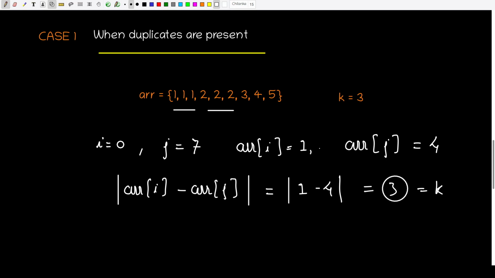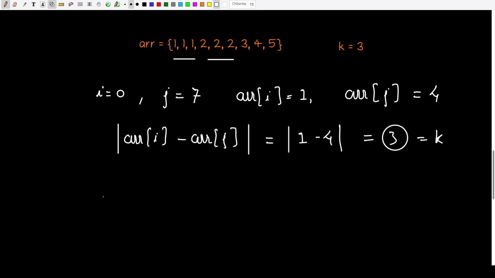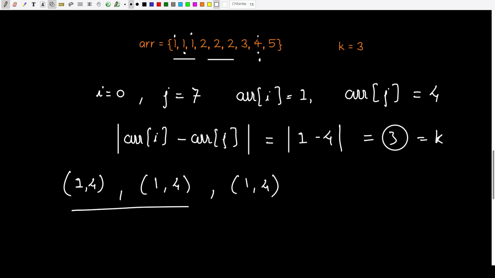Now we have to count the number of pairs. The first pair which we have observed is 1, 4. Now we have multiple entries of 1 in the array, because of which 1 comma 4 should occur 3 times, which is essentially this one pairing with 4, this one again pairing with 4, and this one pairing with 4. In this way, we will obtain these 3 pairs.